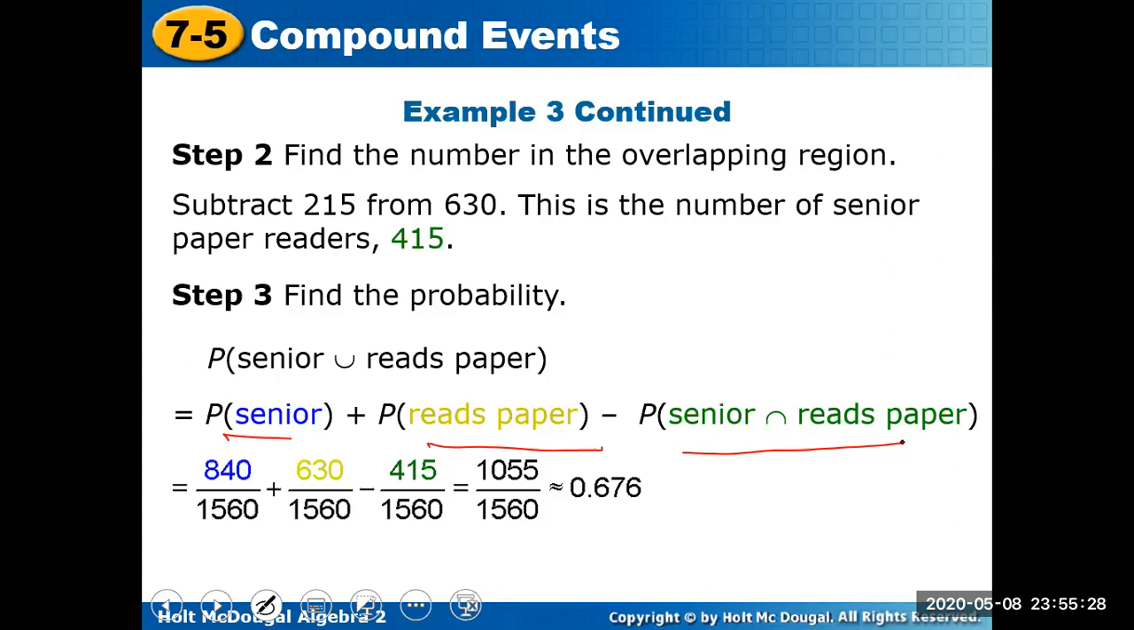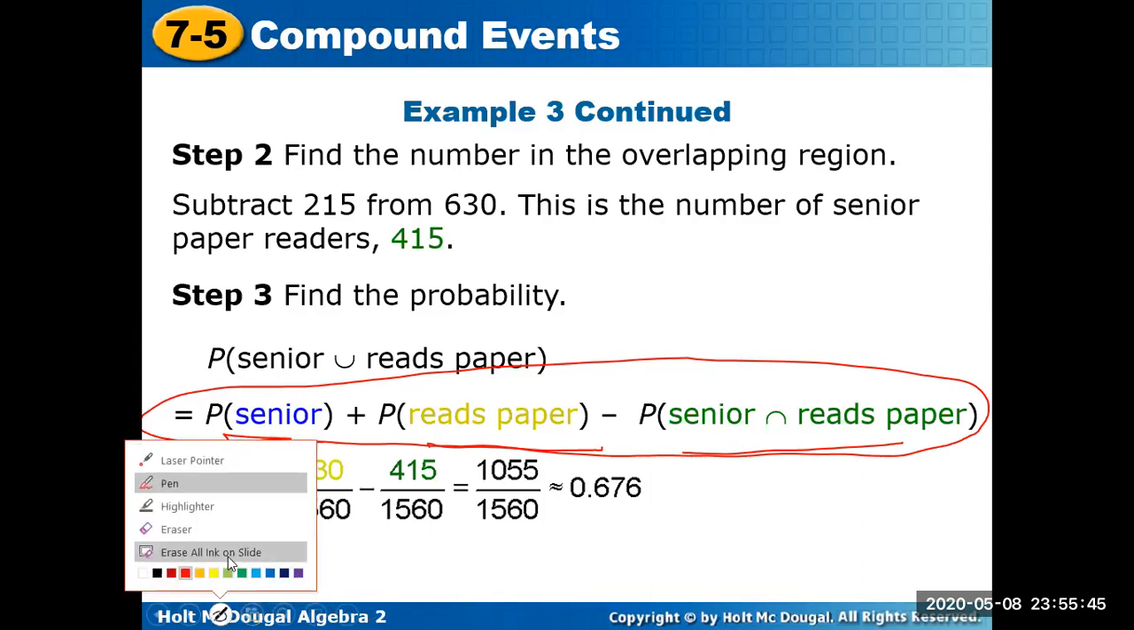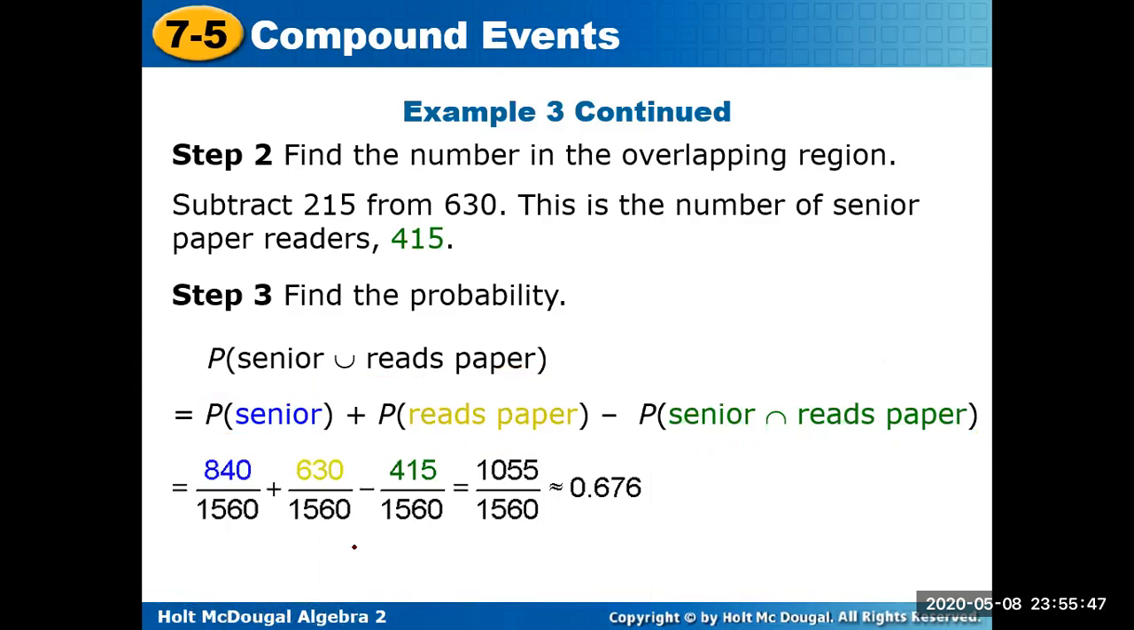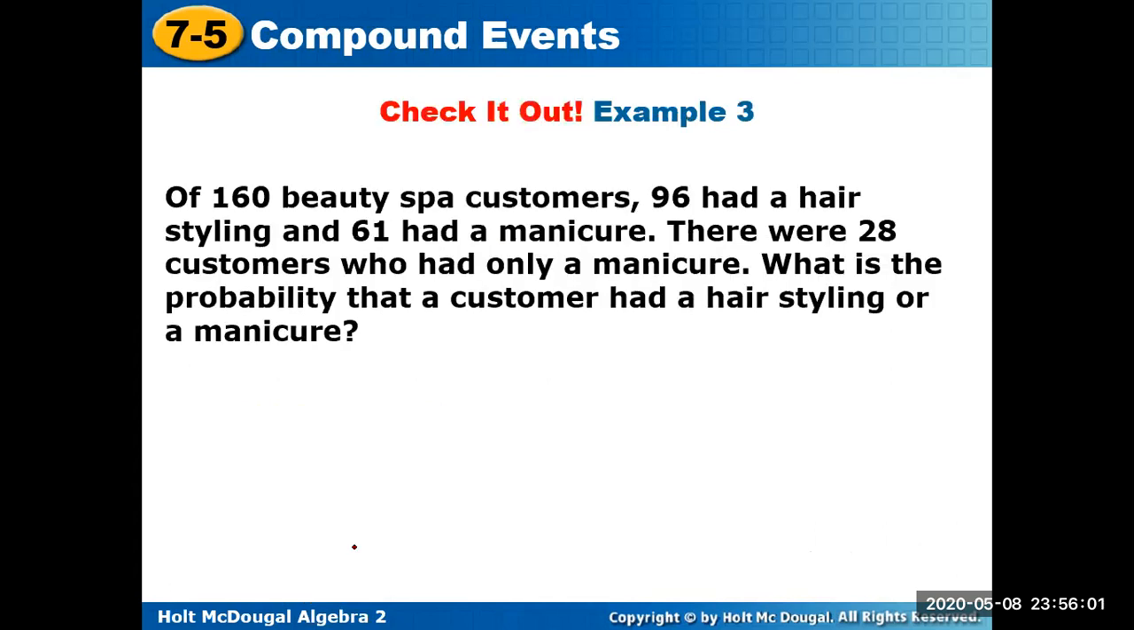Exactly correct. So it's sometimes easier to directly get your answer from the Venn diagram. But if you don't understand how to use the Venn diagram, you can also use this method. Venn diagrams are for simple representation and understanding. So the probability that the student was a senior or read the daily paper is about 67.6%.